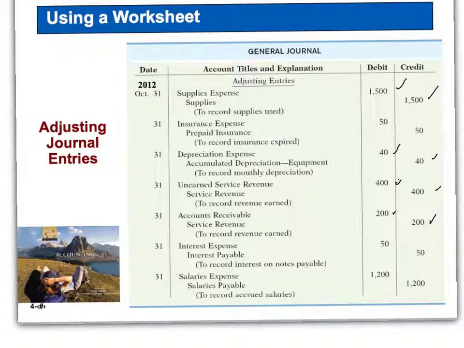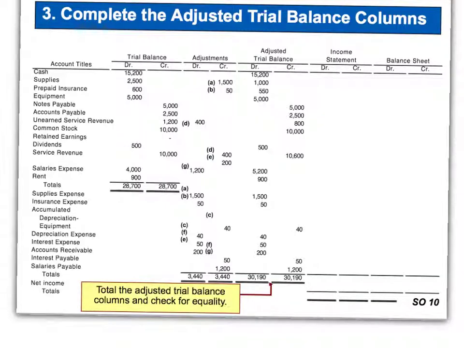Now, before we post them to the general ledger, we test them and see if everything's going to be in balance, and that's the purpose of the worksheet. So here we enter each one of those transactions. For example, the first transaction was a debit to supplies expense, and that would be down here, A, $1,500, and a credit to supplies, $1,500. The second one was a debit to insurance expense, $50, and a credit to prepaid insurance. And so we simply put them in the debit and credit columns.